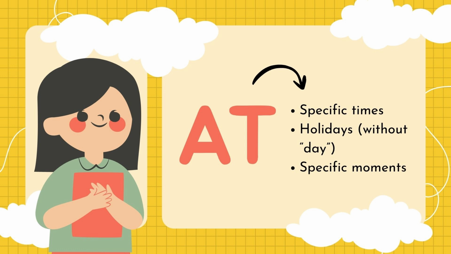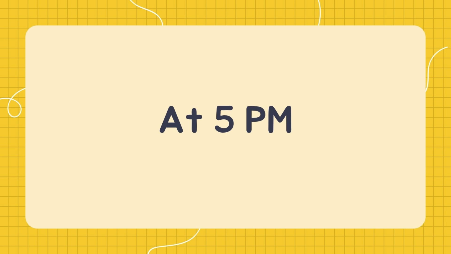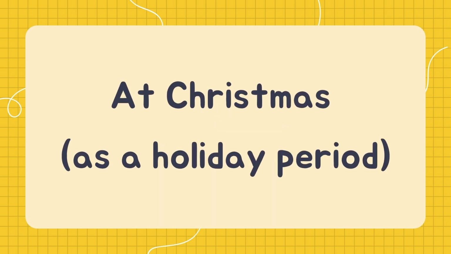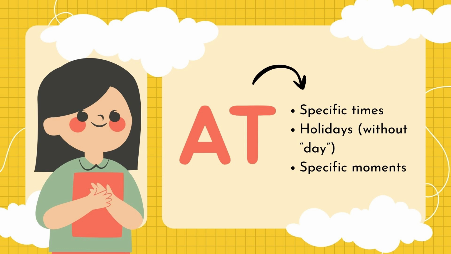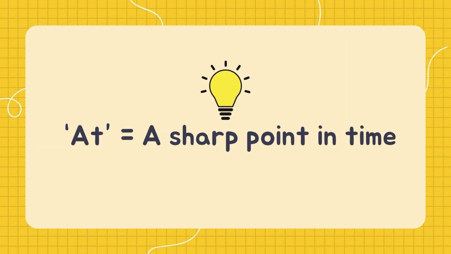We use at for specific times, holidays without day, specific moments. Here are the examples. At 5 p.m., at midnight, at noon, at Christmas as a holiday period. At is the most precise. It's for exact times and specific points in time. Here's a tip. At equals a sharp point in time.